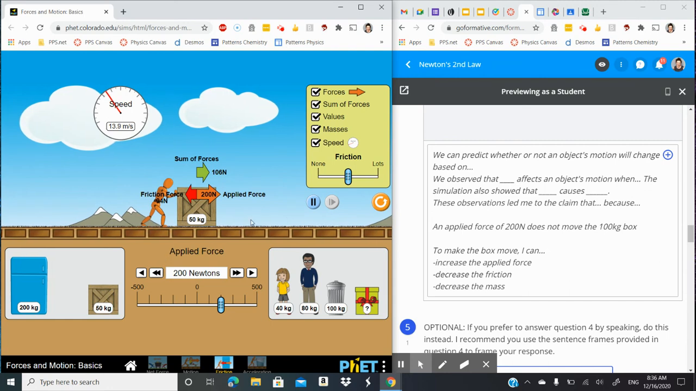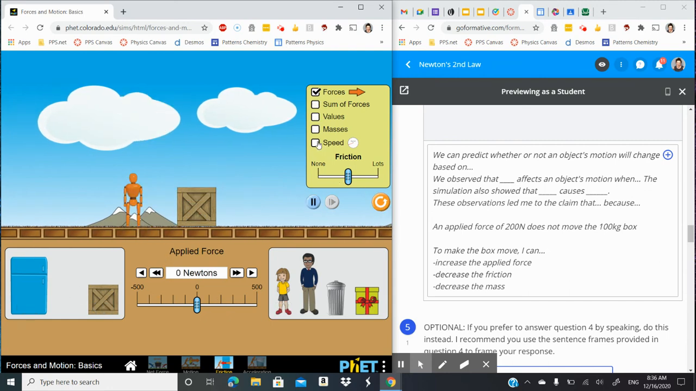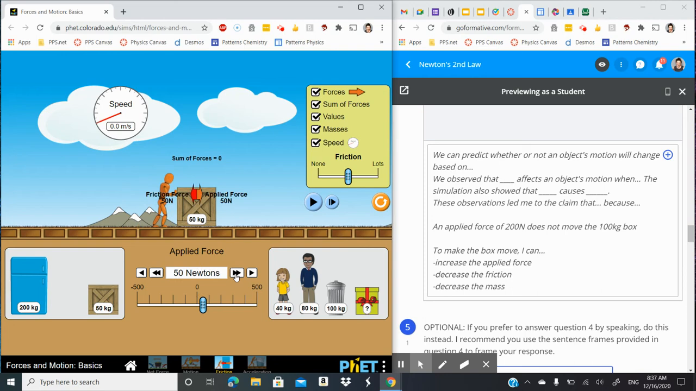Now, based off of that, if you were given some scenario, right, we have a box. I'm going to go ahead and press pause so it won't move as I do this. And I'm going to apply a force, and I'm going to reduce friction. Would this box move when I press play? What's your prediction? Why do you think that? Based off of the observations that we've made before.